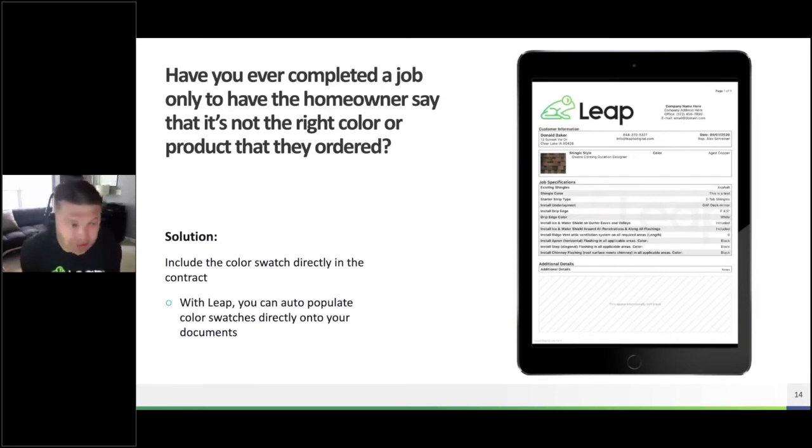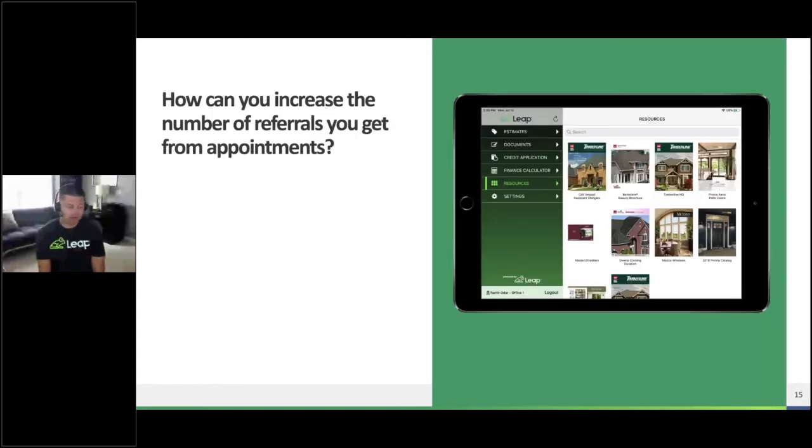How can you increase the number of referrals you get from appointments? I had a buddy, luckily this was not for the company that I worked for, who worked for a company where they would give their reps leads, but anytime they gave them a lead, that rep would have to replace it with another lead.